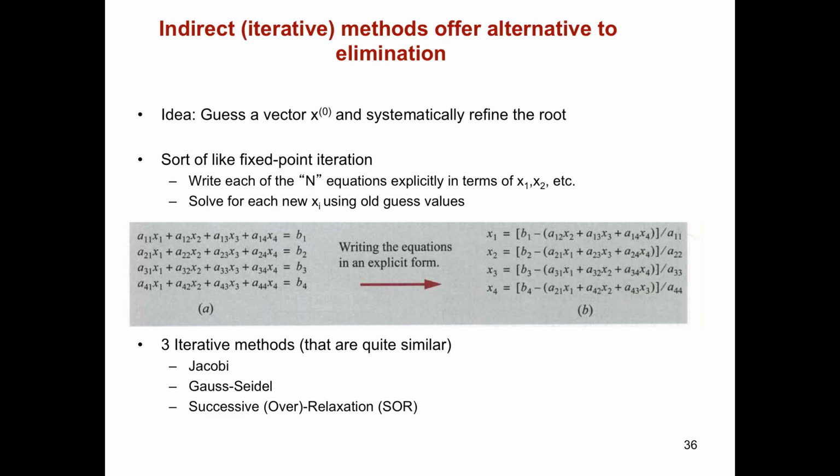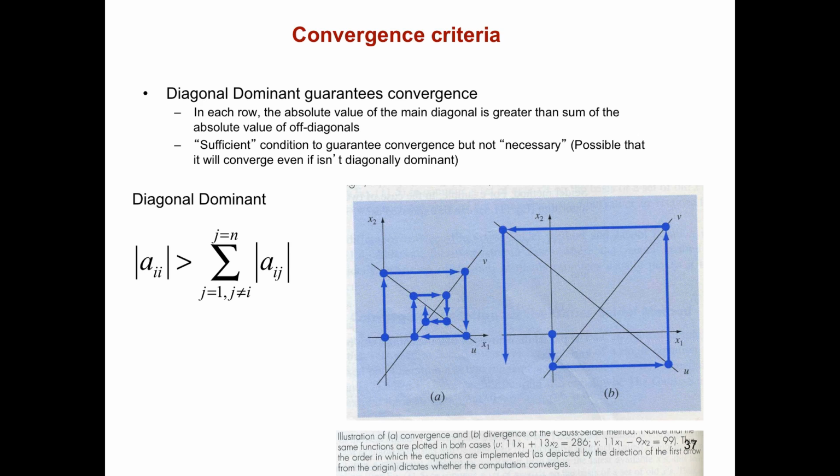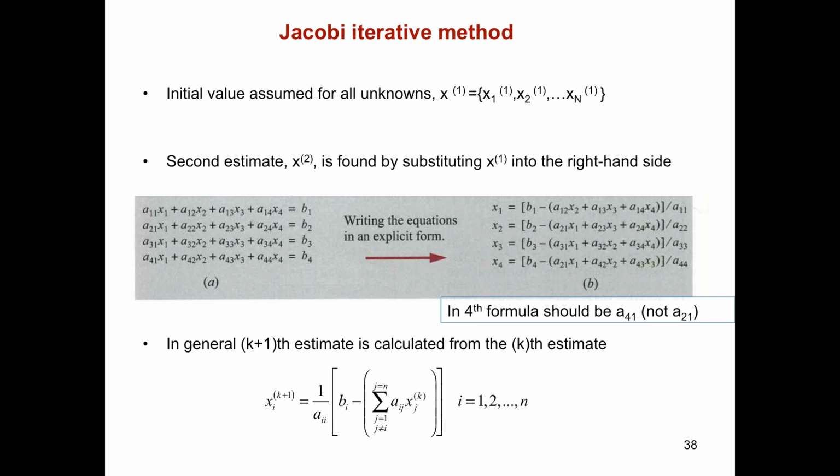So in essence, this is very similar to fixed point iteration. I basically rewrite my equations so that I have vector x on one side and everything else on the other, and I can use that as a basis for iteration. Now, one thing that we know is that this method will succeed if I have a diagonally dominant matrix. Otherwise, it might succeed, it might not. I don't have a guarantee.